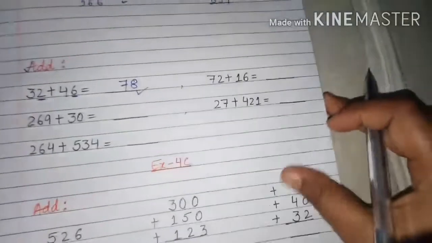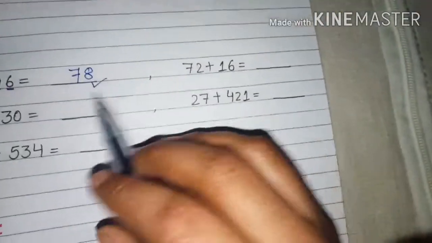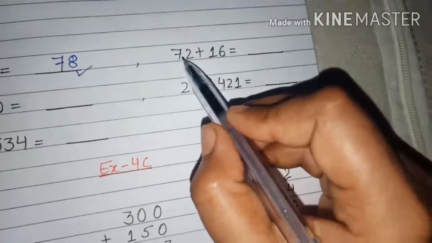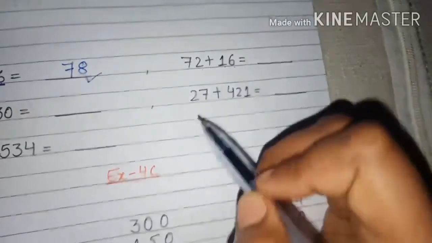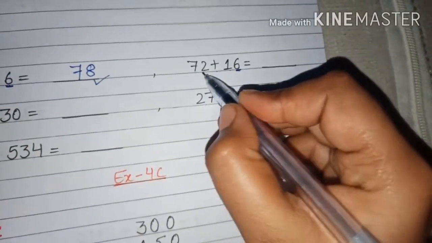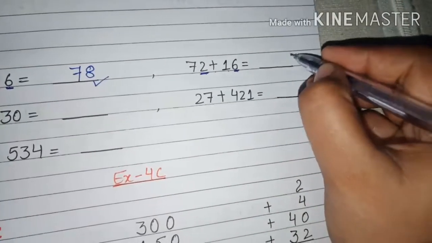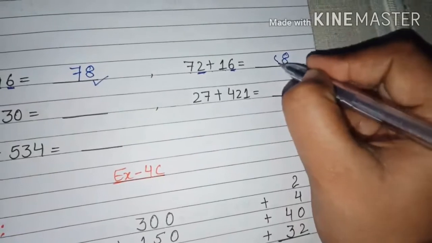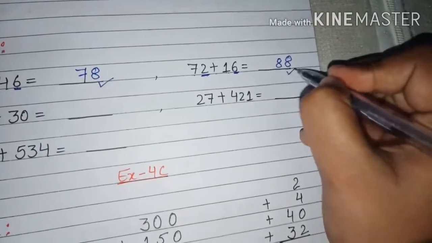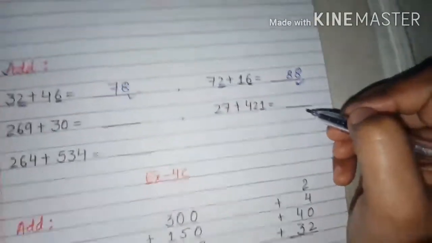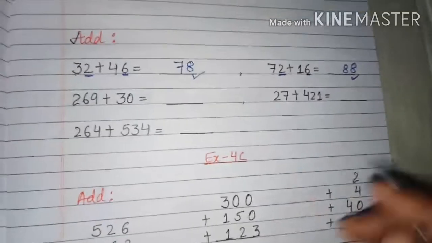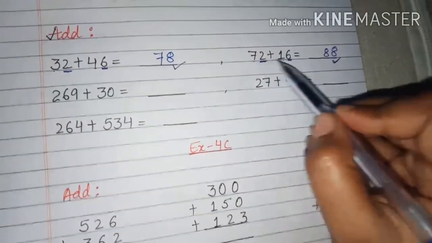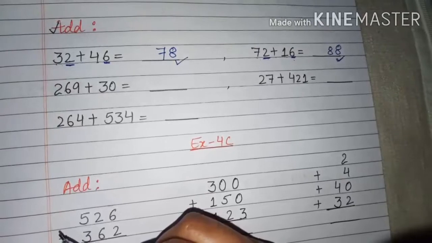Clear? Now with the same method I will do this question. 72 plus 16. So the ones digit is 6 plus 2, which is 8. And 1 plus 7 is 8. So you will get the right answer. Now you may have a question in your mind: if you do not have the same number of digits in both numbers, what would you do?